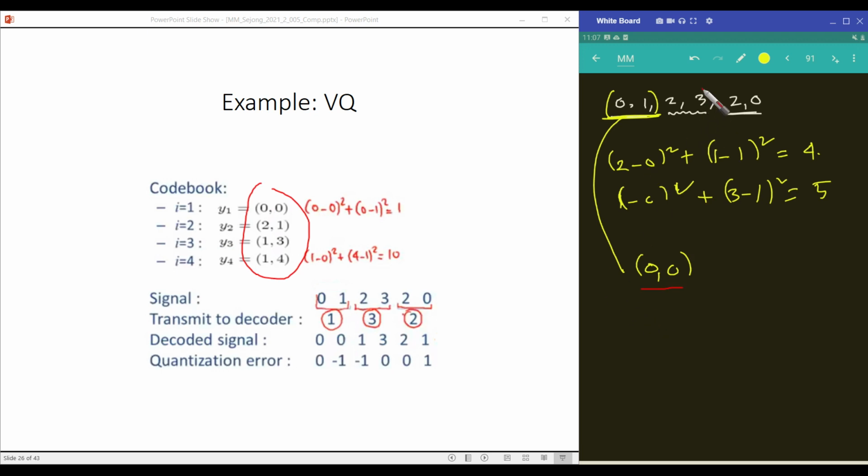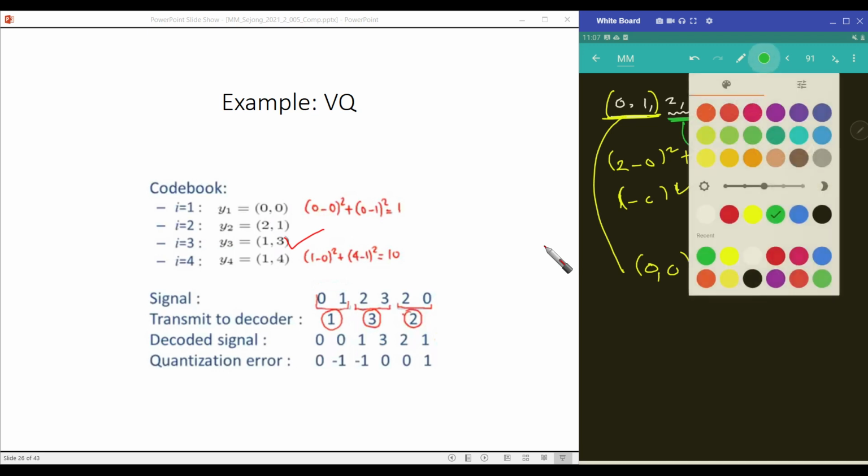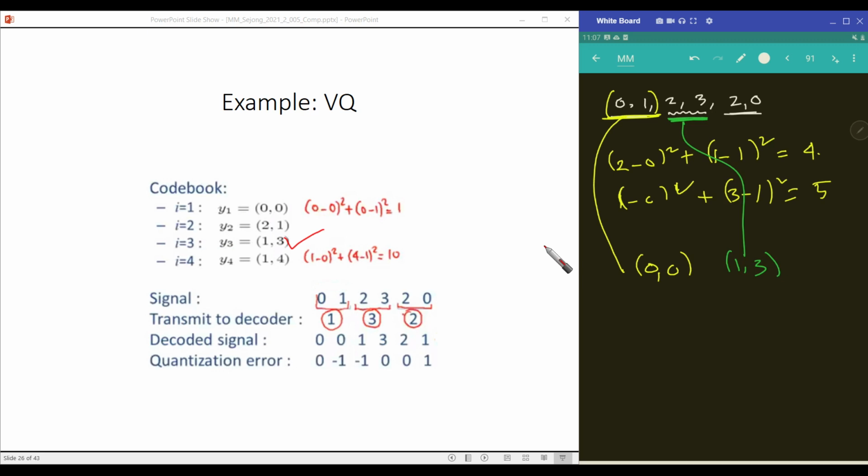Now what is the closest one for this 2 3? Again you can find it out, and you can see the closest one with these vectors is basically this 1 3. You can calculate the distances and see it in the same way. And then what is the closest with these vectors? Because we are considering every 2 samples, the closest one with this one is 2 1. So that's it. We are done.